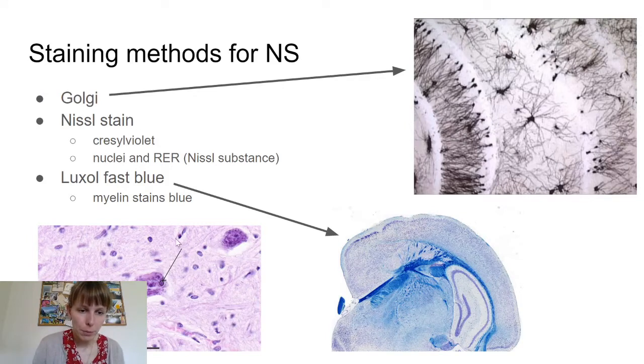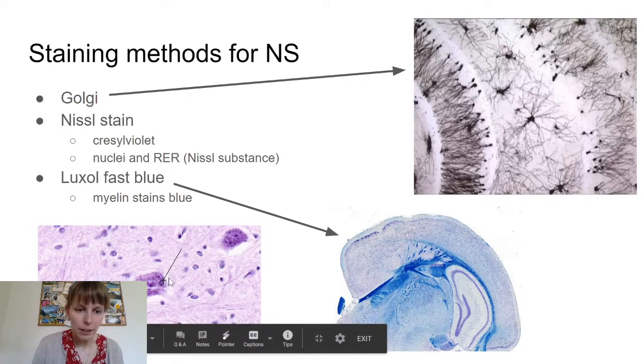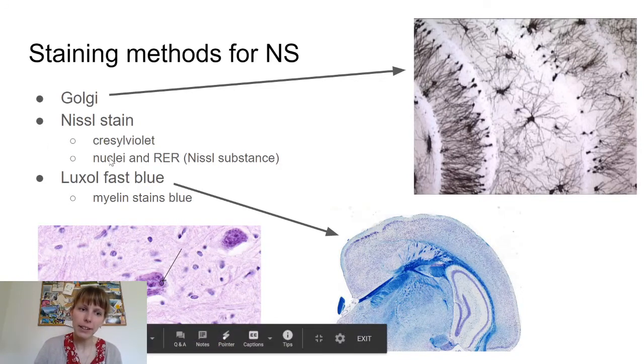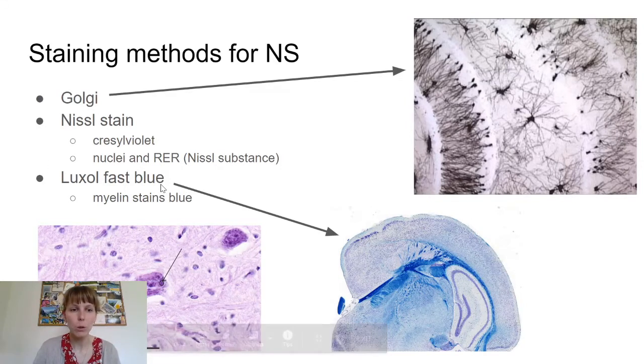So this would be a big neuron, a big pyramidal cell, for example, in the cortex, and you see a nucleus with a nucleolus, and you see in the cytoplasm some purple stuff as well. That's the rough endoplasmic reticulum, and it's called the Nissl substance, just so you know this special term. And another staining that we will be talking about is Luxol fast blue.